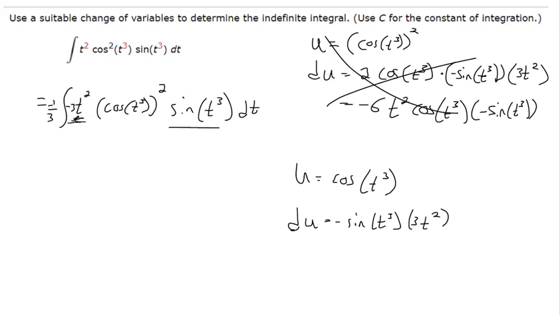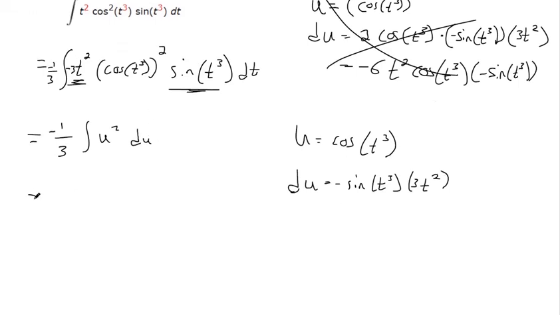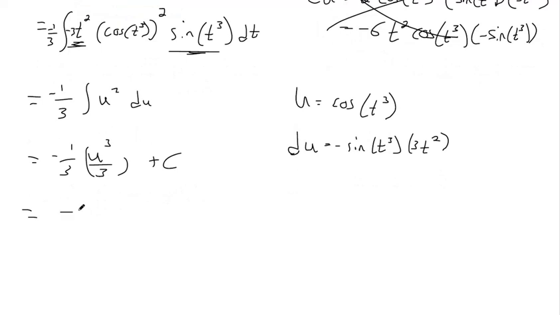Now we have du. Now we have u. Everything's in terms of u. Now we can find the antiderivative. This is u squared. This is du. So we've taken care of everything. Now we can find that antiderivative. So this is u to the third over 3 plus that arbitrary constant c. This is negative u to the third over 9 plus c.